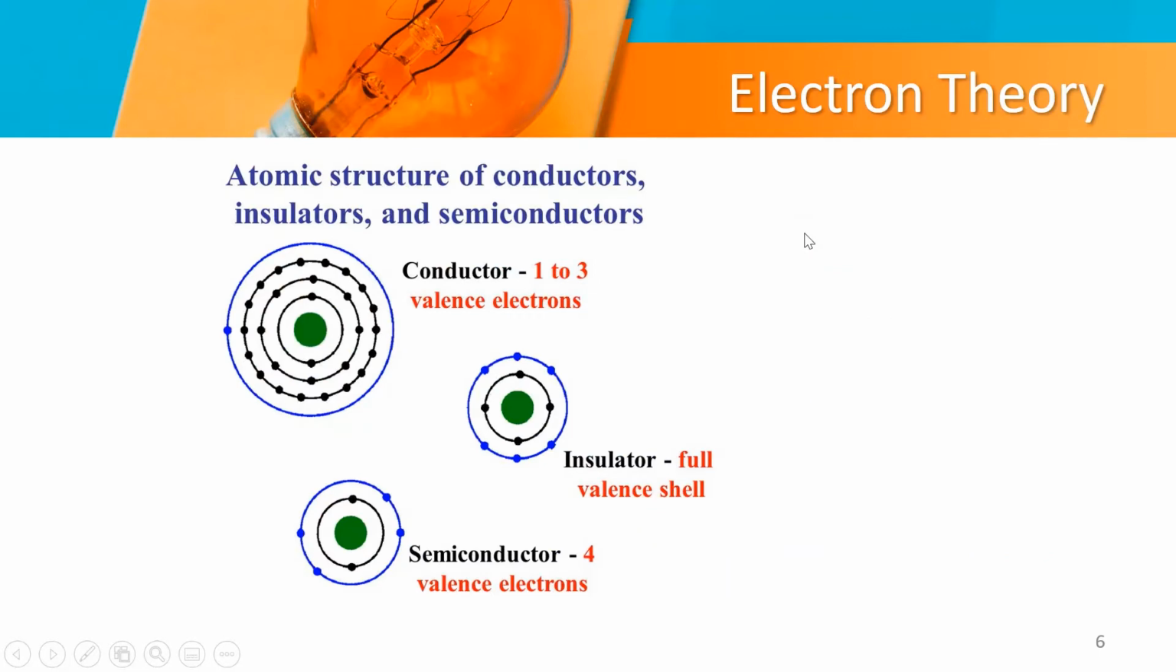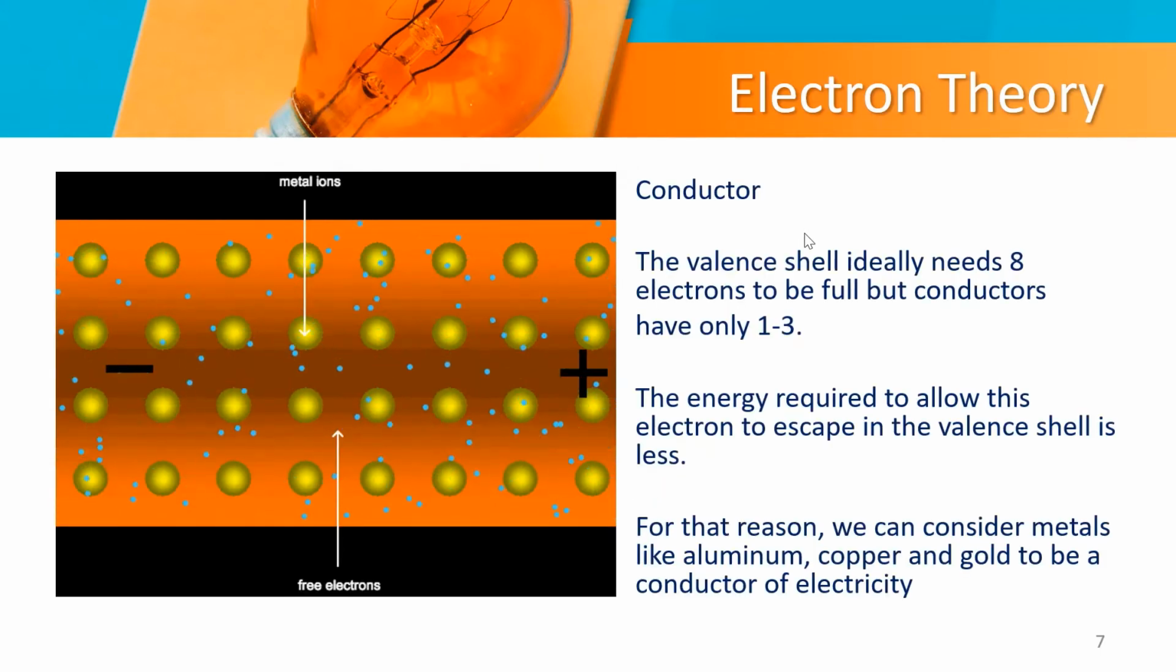As of this point, we're going to discuss the atomic structure of conductors, insulators, and semiconductors. As described from the figure below, we can see that the conductor has 1 to 3 valence electrons. On the other hand, the insulator has a full valence shell, while the semiconductor has 4 valence electrons. It is very important to know the conductivity of a material based on the number of its valence electrons.